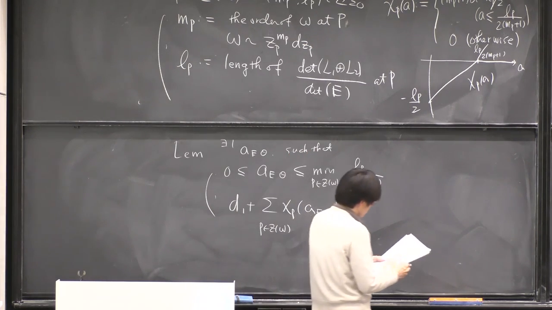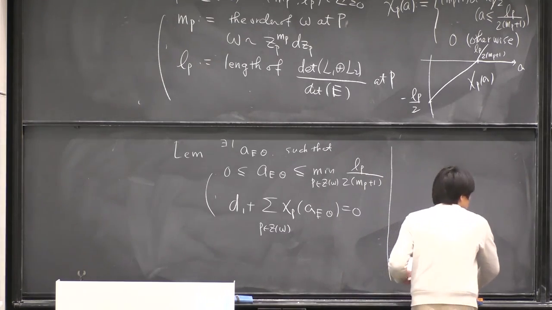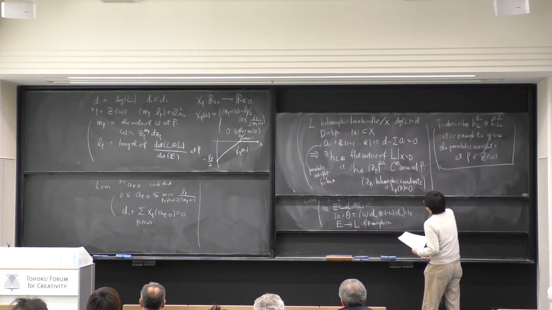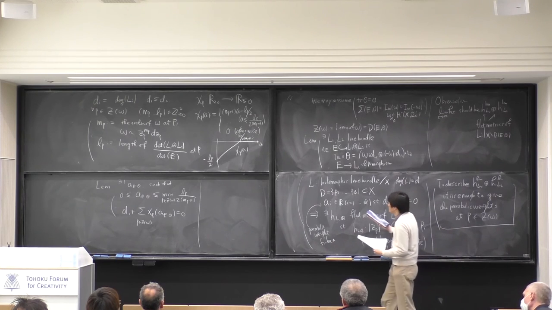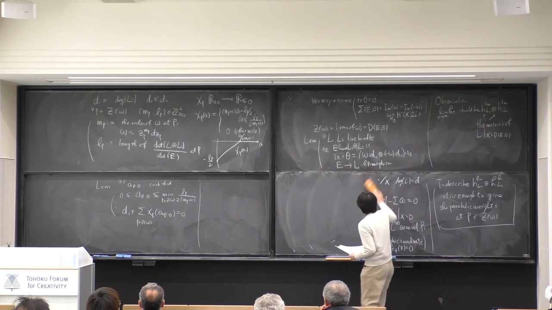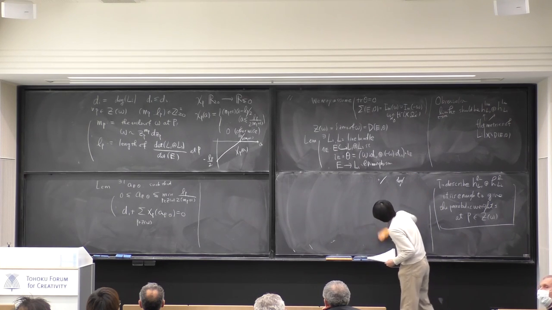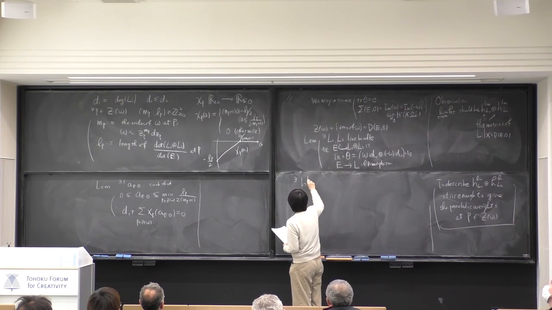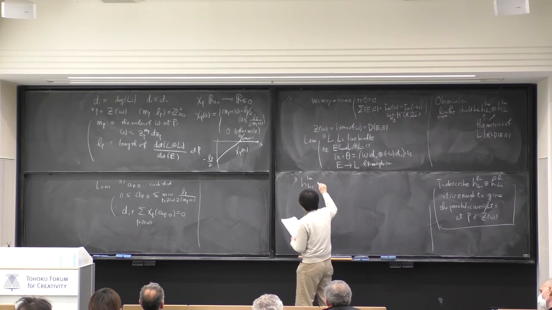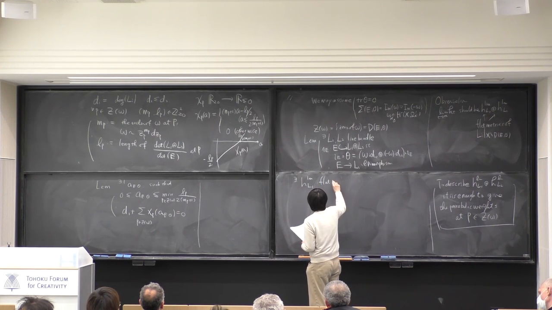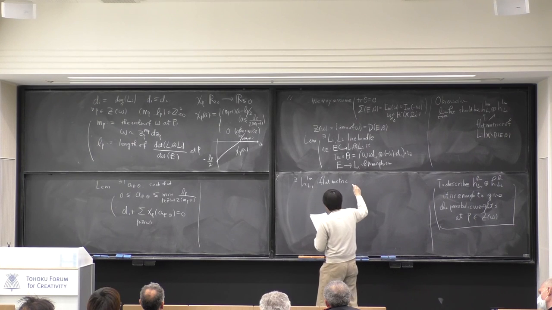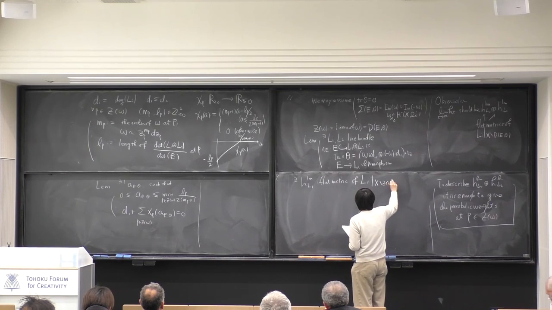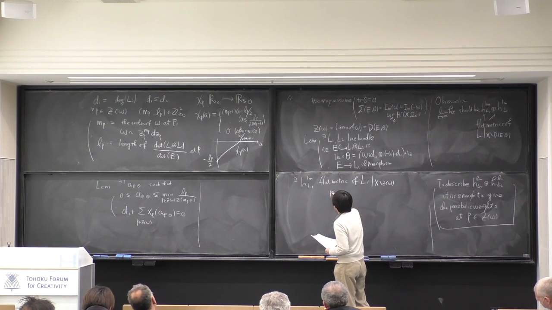Then we have a flat metric of L1 fixed on X minus D omega, with the parabolic weights.